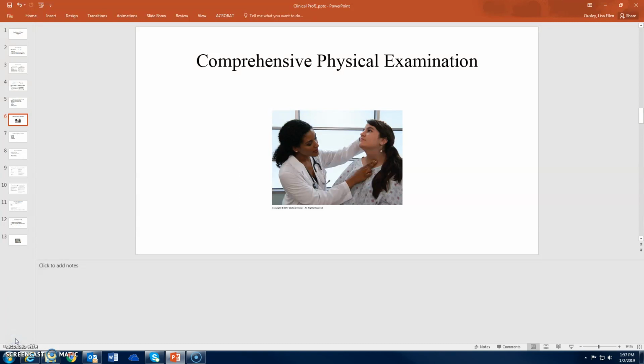And this is the directive, the main objective of 5009 and 5010 is to prepare you to be readied and competent to perform an advanced physical examination in clinic.